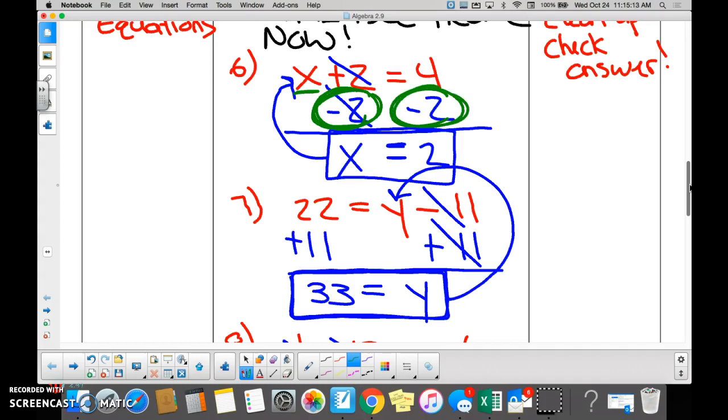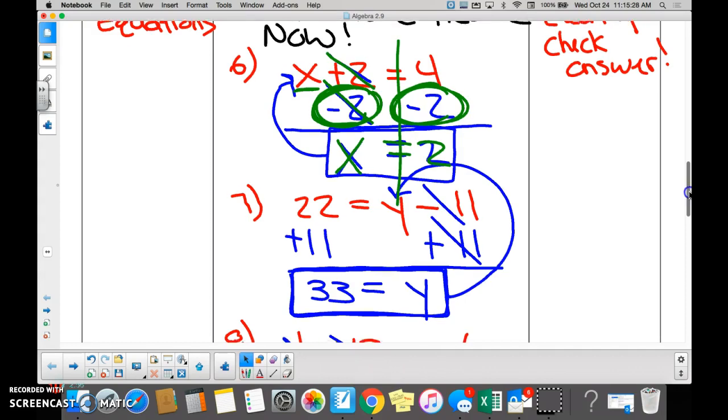And then the next step is called the cleanup step. Do positive 2 and negative 2 cancel each other out? Yes. What are we left with? X. What is 4 minus 2? 2. Do my equal signs need to line up? Yes. You are going to get into problems that have way more than just one step.